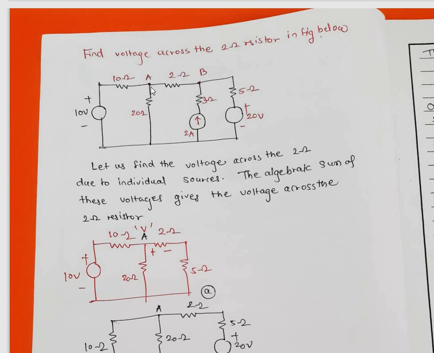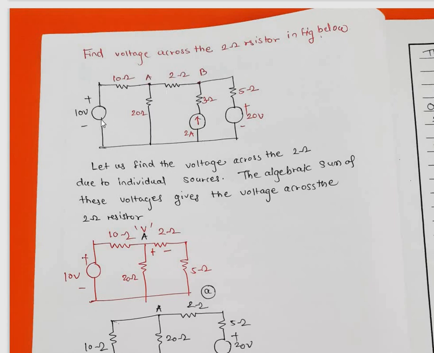So the effective voltage across this 2 ohm resistor we will be finding out considering, first of all, this first source, that is 10 volt, then one more current source, that is 2 ampere, and the third one again a voltage source, that is 20 volt. So one by one we will find out the effective voltage across the 2 ohm resistor due to individual sources. So let us find the voltage across 2 ohm due to individual sources; the algebraic sum of all these voltages will ultimately be the total voltage across 2 ohm.